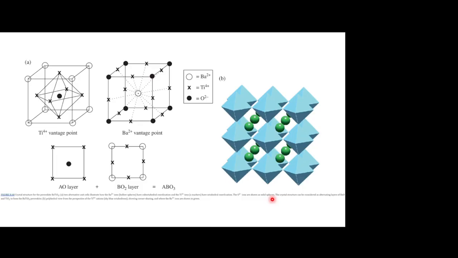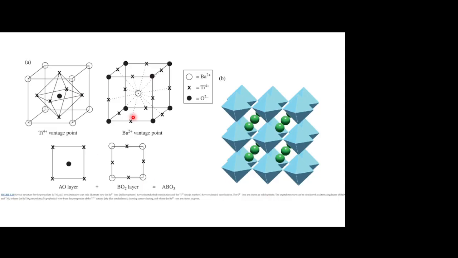So let's look at some crystal structures for a perovskite. BaTiO3, I believe. I can barely read my own thing. Any better up there? Not much. No.